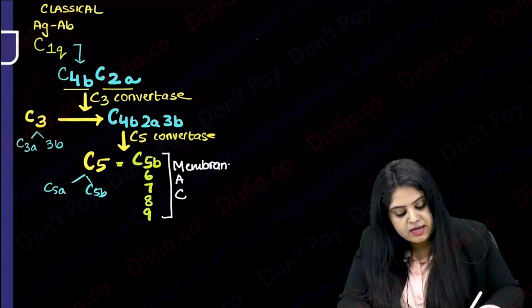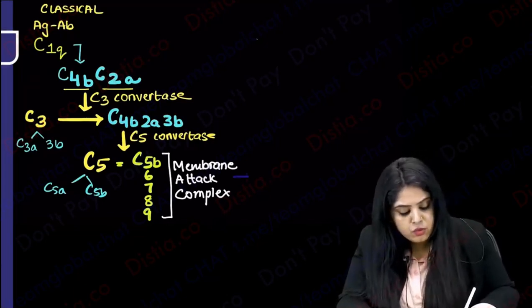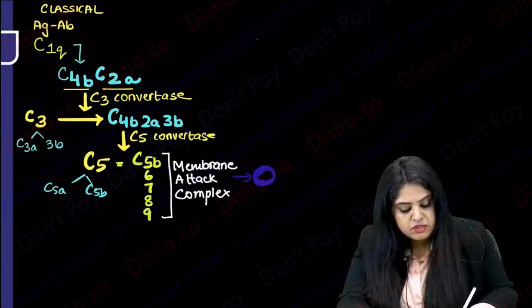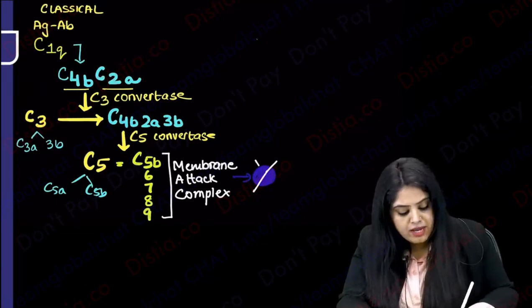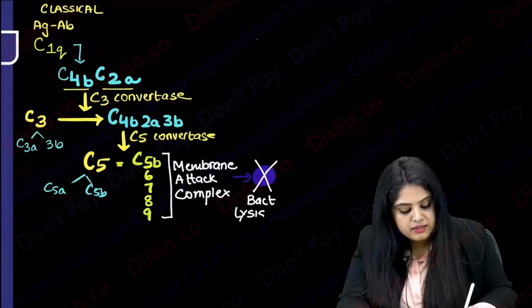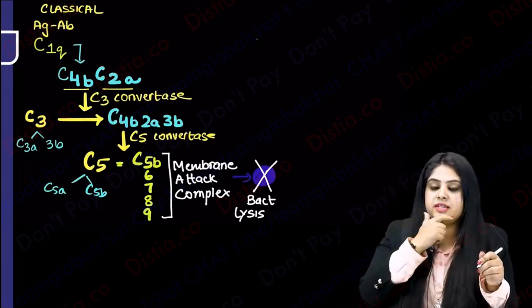What is the membrane attack complex? Whose membrane are you wanting to attack? The bacteria. I want to kill the bacteria. So if this is a dirty dark bacteria over here that I have made, is this going to go and break the bacteria? Yes, it is going to cause bacterial lysis. Whose membrane is it attacking? The bacteria's membrane it is going to go and attack.